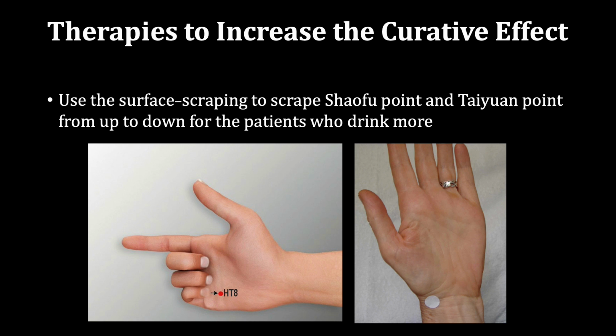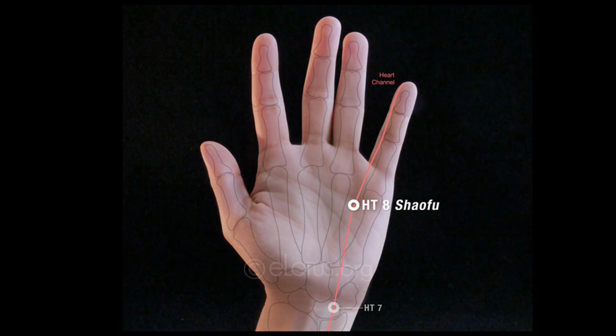Therapies to increase the curative effect. Use surface scraping to scrape Shaofu point and Taiyuan point from up to down for patients who drink more. Heart 8, Shaofu, Lesser Mansion, on the palm between the 4th and 5th metacarpal bones. When a fist is made, the point is where the tip of the little finger touches.